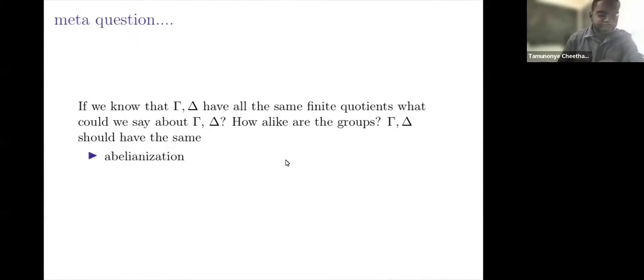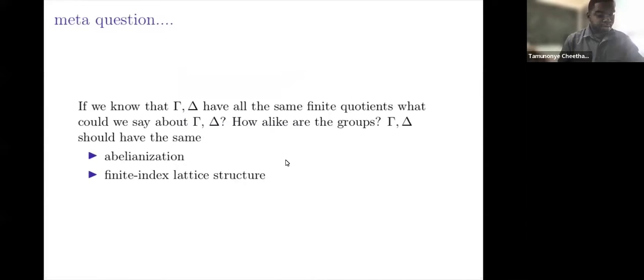So for example, we can say that the two groups have the same abelianization. And this is because the abelianization is sort of the maximal abelian quotient of the group, and finitely generated abelian groups we can show are completely determined by their finite quotients among all residually finite groups. And so we can say the groups have the same abelianization. That is a good invariant. In practice, it's very helpful, but can we do better sometimes?